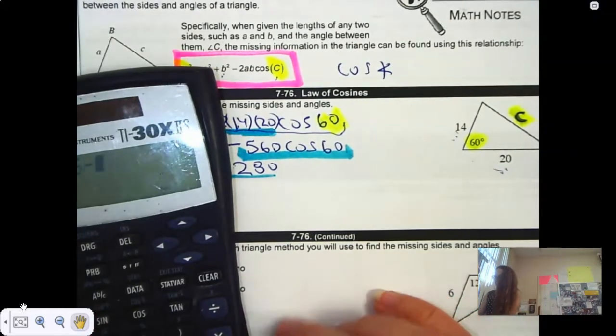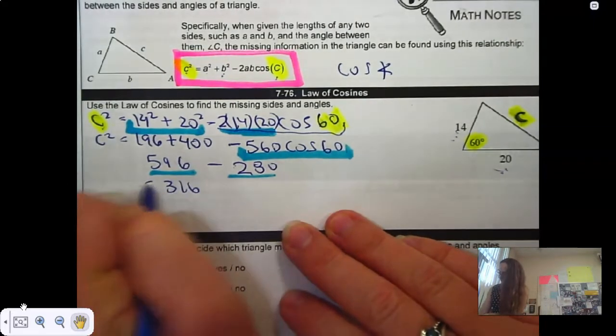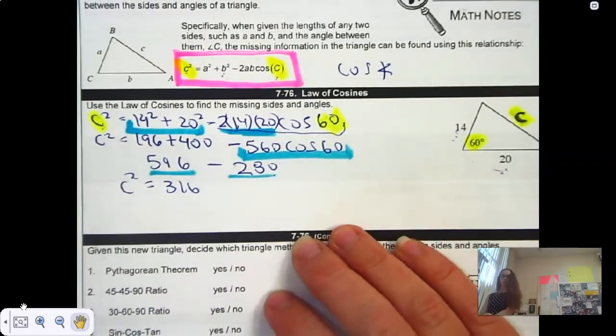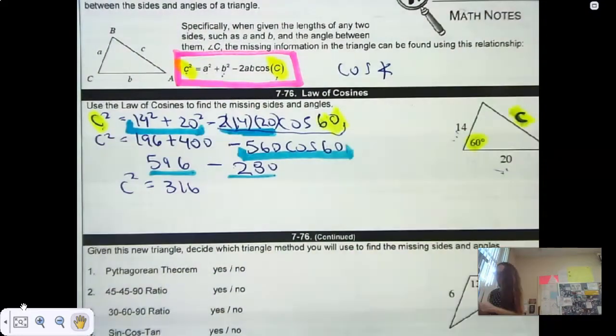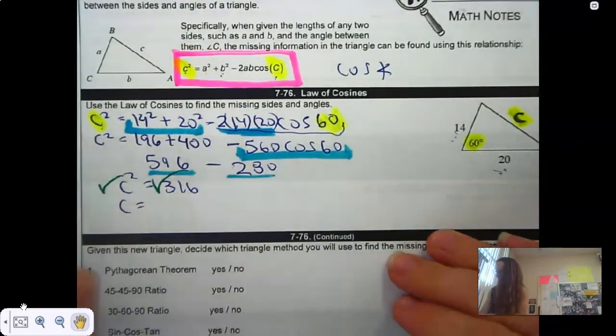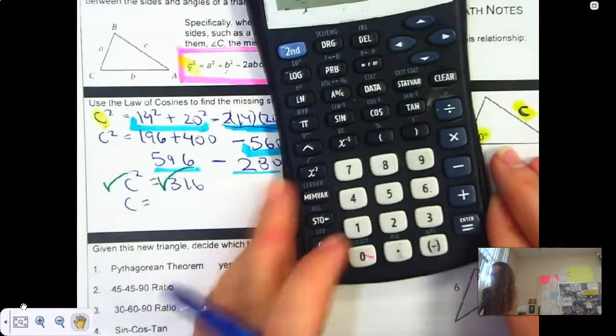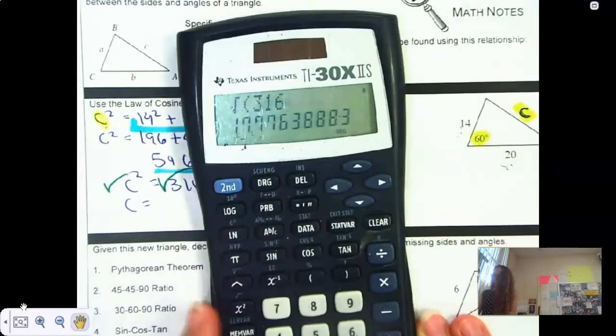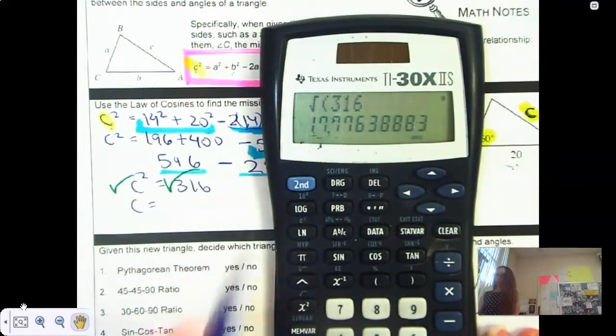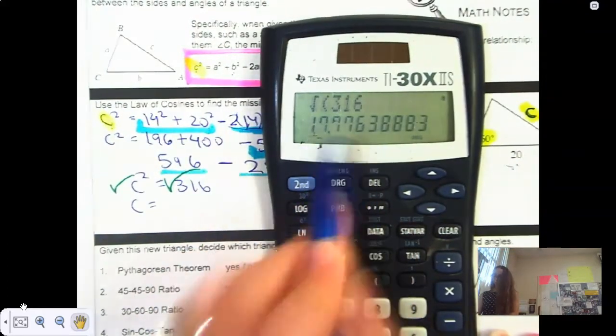Now I'm going to go 596 minus 280, and I get 316. Now I have the C squared. How do I get rid of a squared? Square root. C equals, so I second square root of what did I say it was? 316. And I get 17. I want you to round to the nearest hundredth. 17.78.